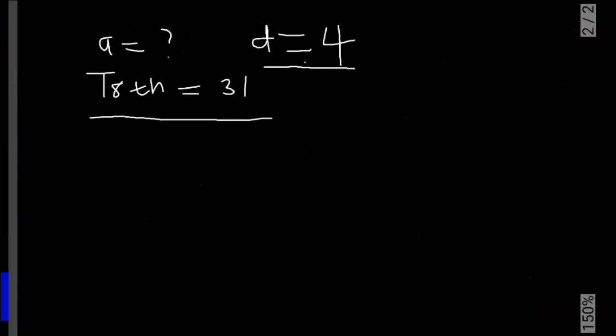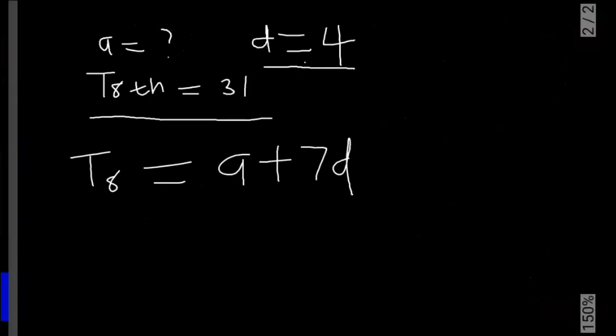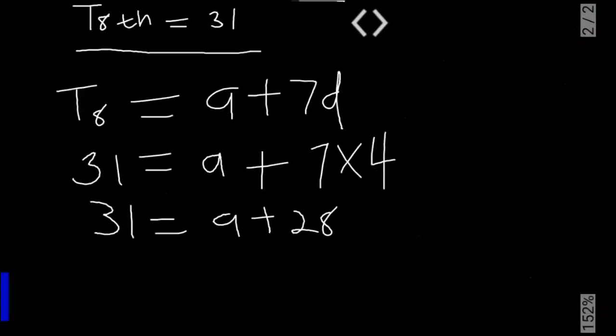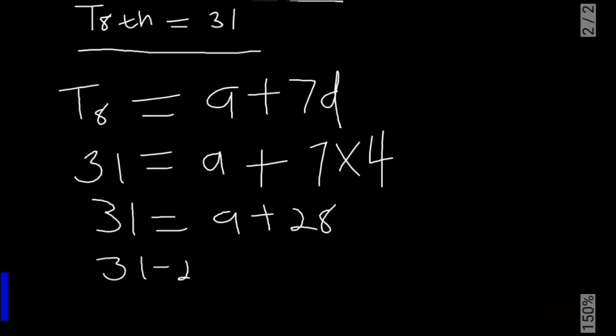So this is going to be our 8th term, since our 8th term is equal to a plus 7d. So we have our 8th term as 31 equal to a, the unknown, plus 7 multiplied by our common difference, which is 4. So we have 31 is equal to a plus 28. Subtracting 28 from both sides, you have 31 minus 28 is equal to a. So 31 minus 28 is what? 3.